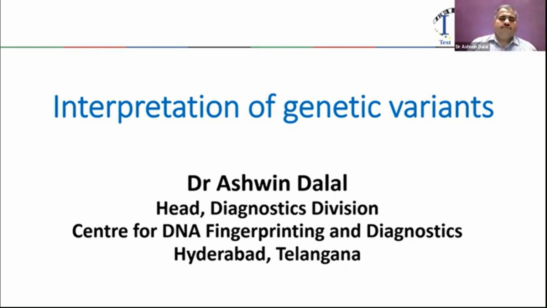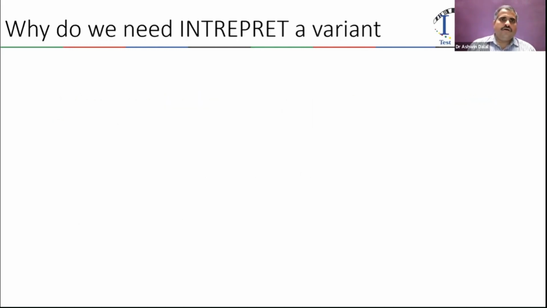So today we are going to discuss the interpretation of genetic variants. It is very important in today's age, when a large number of techniques like exome sequencing and genome sequencing are available, where a large number of variants are detected. However, we need to interpret whether a variant is disease causing or not. So why do we need to interpret a variant?